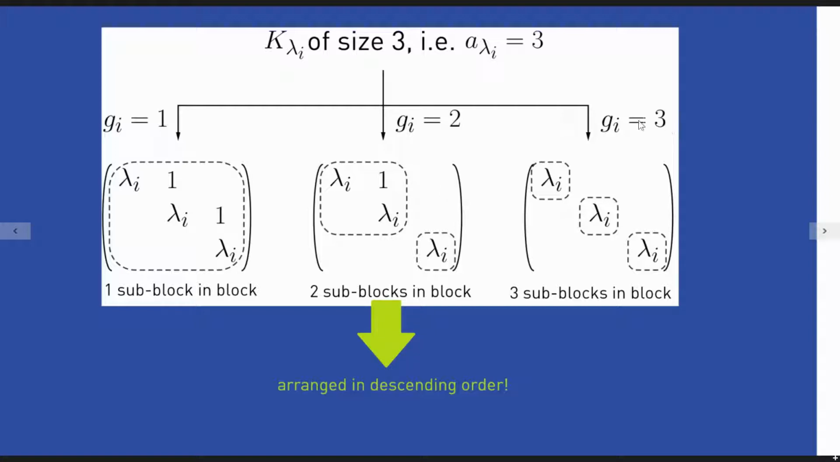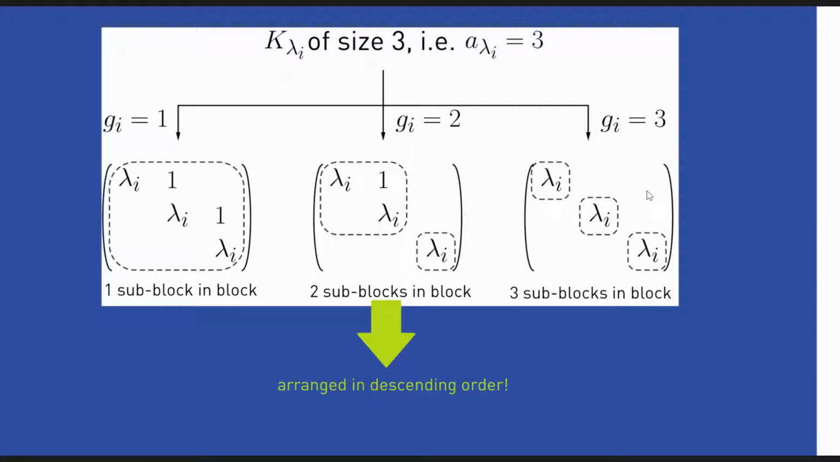The last option is that the geometric multiplicity is equal to 3, which means there are 3 subblocks inside of the block, which you can see here. First block, second block, third block. So the block looks like this, lambda I on the diagonal, and all other entries are 0.